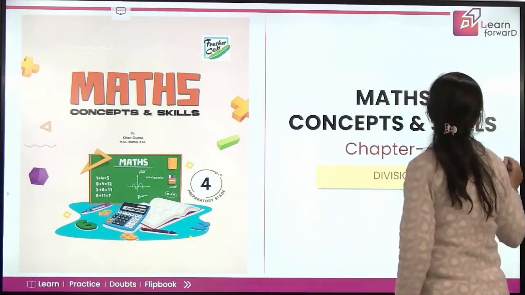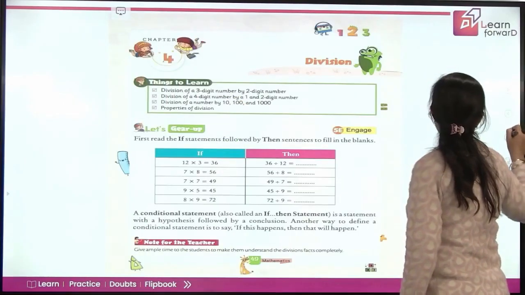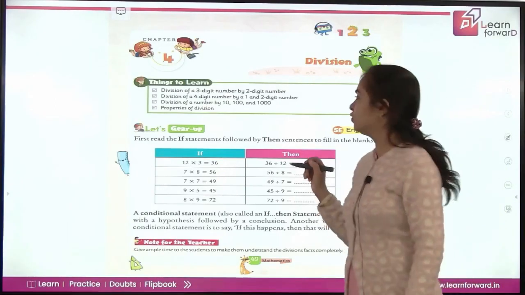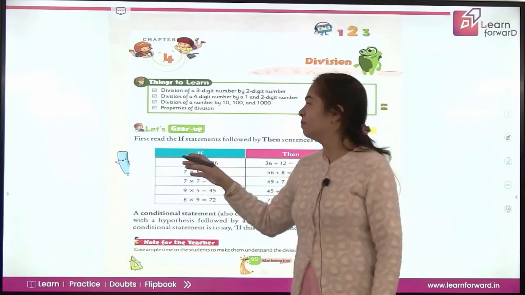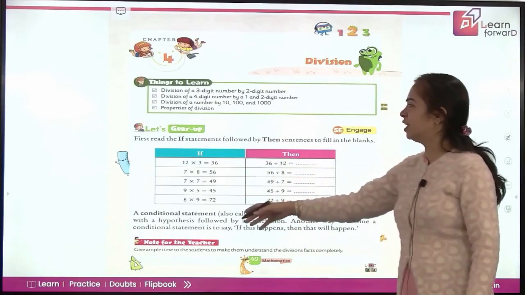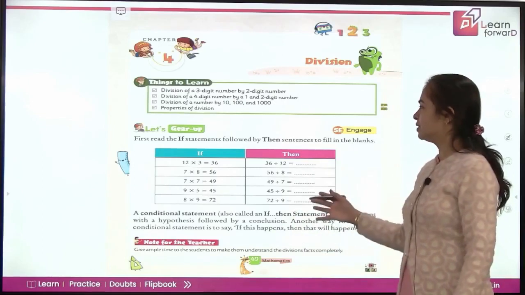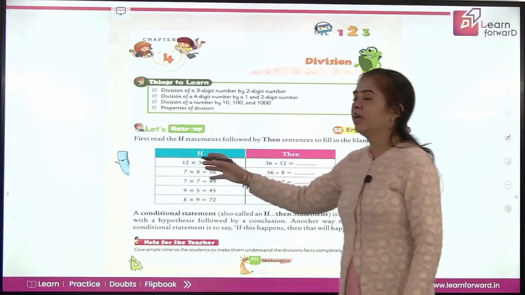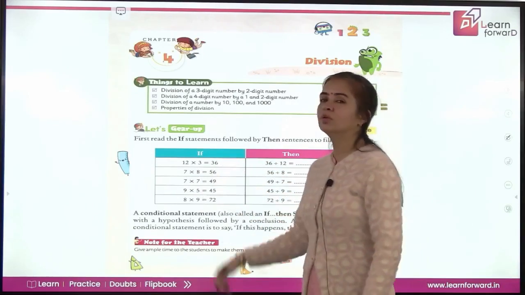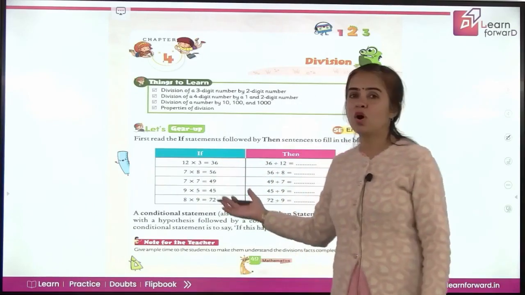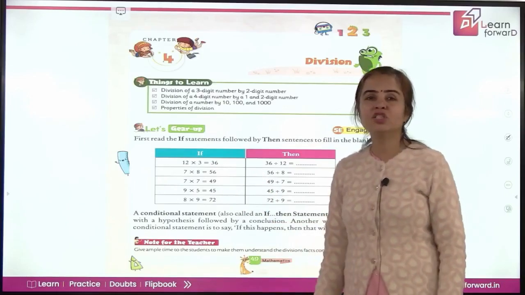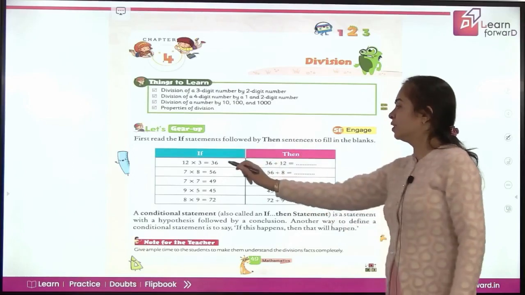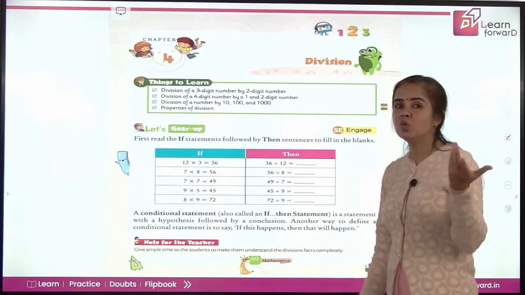But before we go with our learning ahead, we have a reconnect activity for you here. So let's gear up. First, read the if statements followed by then sentences to fill in the blanks. So here you have, if 12 times 3 is equal to 36. Do you remember what this is called? This is the multiplication fact. So if this is the multiplication fact, you get 36 divided by 12 is equal to what?